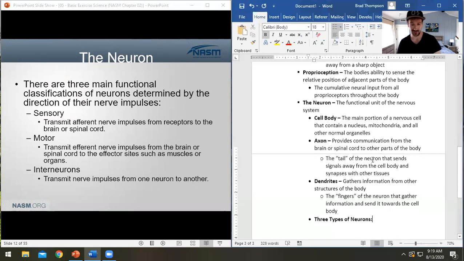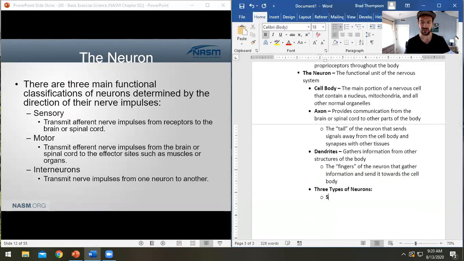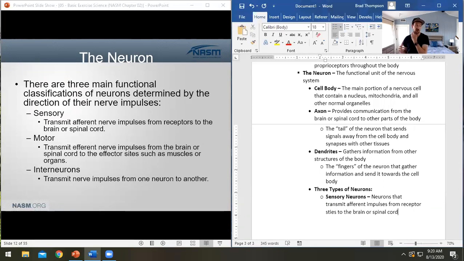Speaking of typing, we got sensory neurons, right? Sensory neurons are neurons that transmit afferent impulses from receptor sites to the brain or spinal cord. So your sensory neurons are in charge of gathering the info so that your sensory function can exist, right?